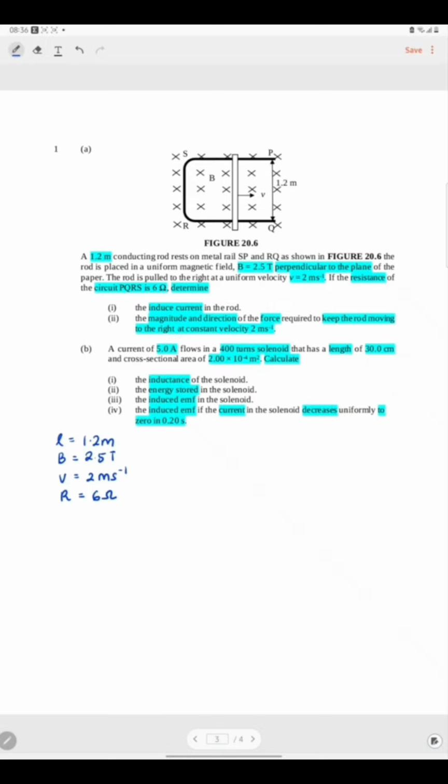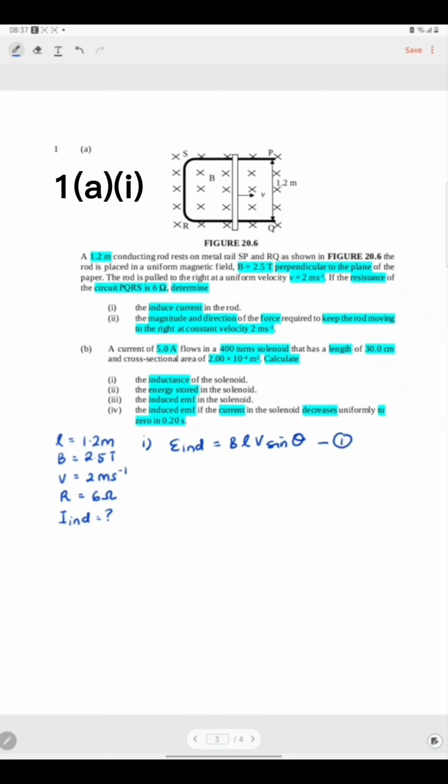So to answer this question, the idea is if the question asks you the first one, the induced current in the rod, means we need to find the I induced. Okay, we need to find the I induced. And related to this question, the formula of induced current, we need to relate with the induced EMF. So the induced EMF formula is equal to BLv sine theta. So here is your equation number 1.